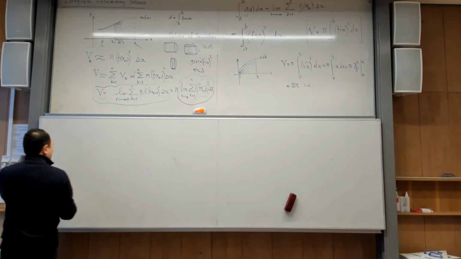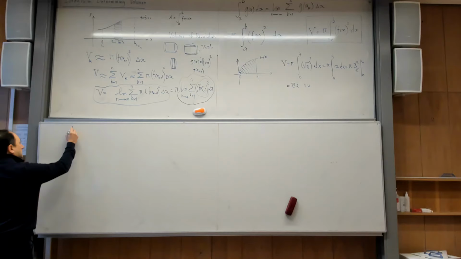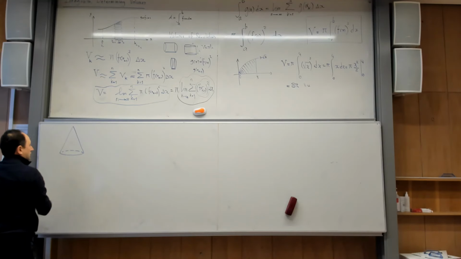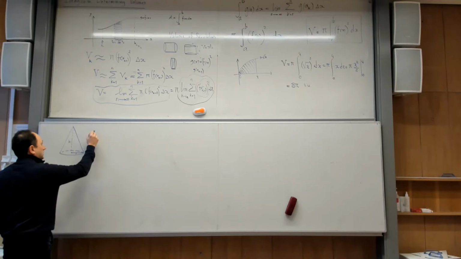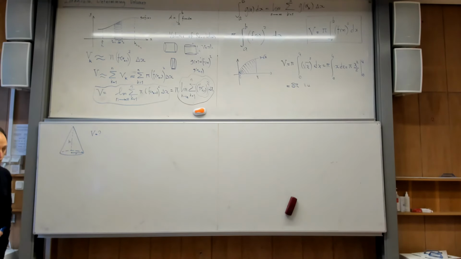So for example, let me give you a cone like this. And then I give you the radius and I give you the height. And I ask you to calculate the volume of this object. How can we do that? It seems a little bit irrelevant, yes?